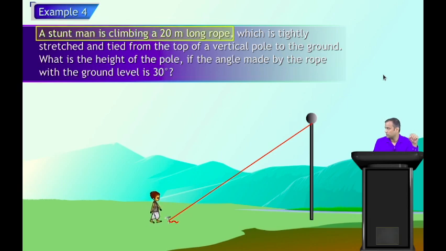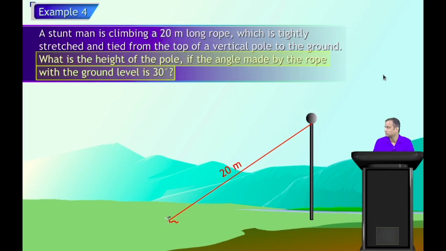Now a stuntman is climbing. So this is a stuntman, I think, who performs a stunt in a circus. So the length is given, it is 20 meters, and the angle made is 30 degrees.